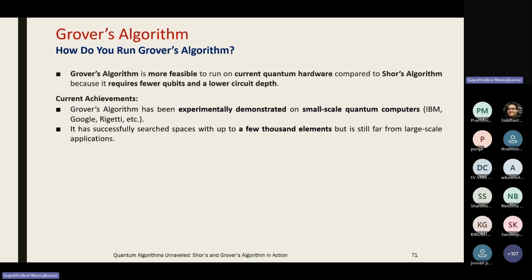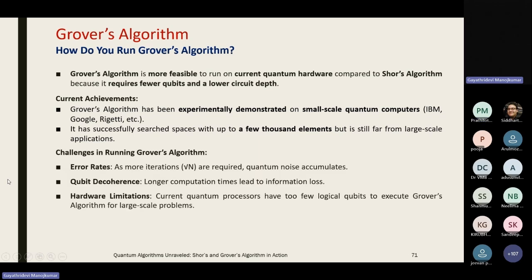The current achievement is that Grover's has been experimentally demonstrated on small-scale quantum computers like those from IBM, Google and others. It has successfully searched a space with a few search elements, though not yet in large-scale applications. The main challenge for Grover's is the error rate. To do more iterations, on the order of square root of n, quantum noise accumulates, so research is needed to avoid the accumulated noise. The next one is decoherence, which may lead to a loss of information and also needs to be avoided.